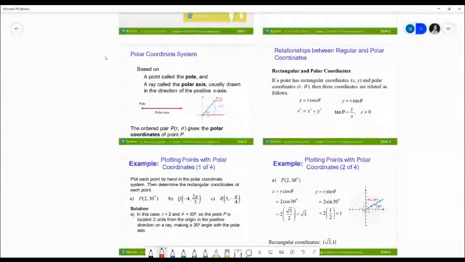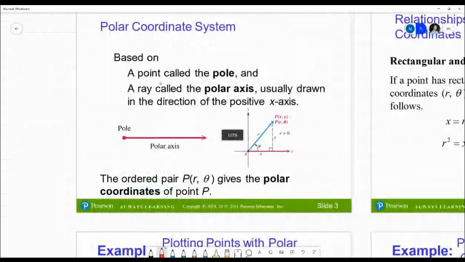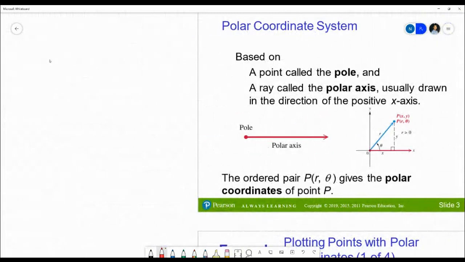So in the polar system, what we have is a point called the pole, and I'll compare and contrast the difference between this so that you kind of see the similarity. Polar versus Cartesian. In polar coordinates, we call it the pole, but in Cartesian coordinates, we just call that the origin. And they're the same point, essentially.